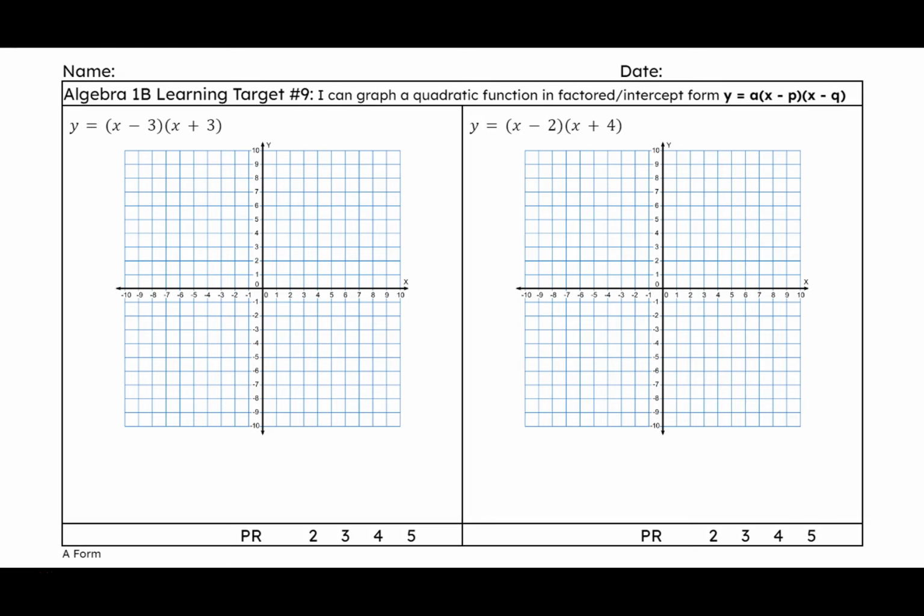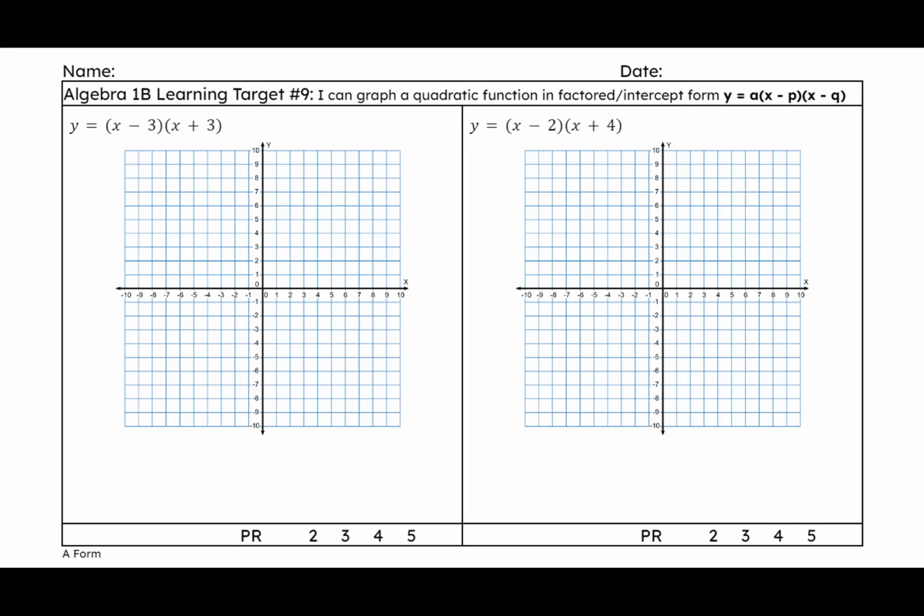This is Summer School High School Credit Recovery Algebra 1B and Learning Target number 9. I can graph a quadratic function in factored intercept form: y equals a times the quantity x minus p times the quantity x minus q. So our quadratic function looks a little bit different here.